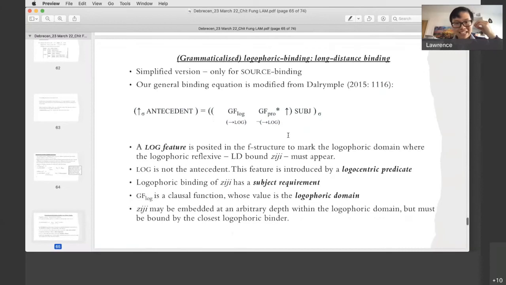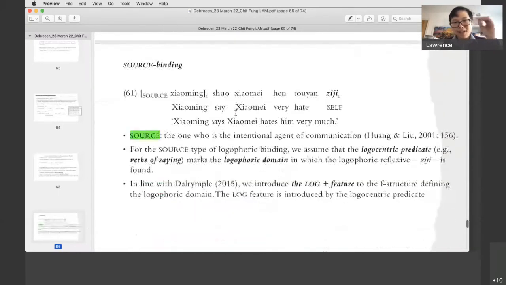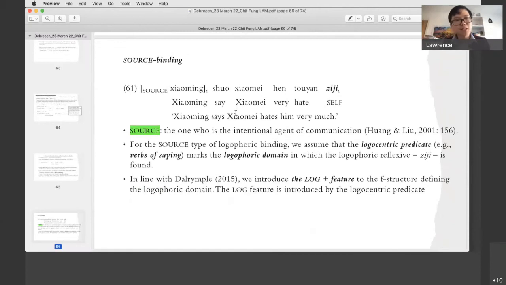And it involves what we call the log feature, a feature used to mark the logophoric domain. If I apply it to Chinese, let's quickly take a look at one example, the source binding here. It requires a logophoric predicate like say. We say this say marks a logophoric domain, and when it does, formally we introduce a log plus feature to the F structure to mark this logophoric domain.